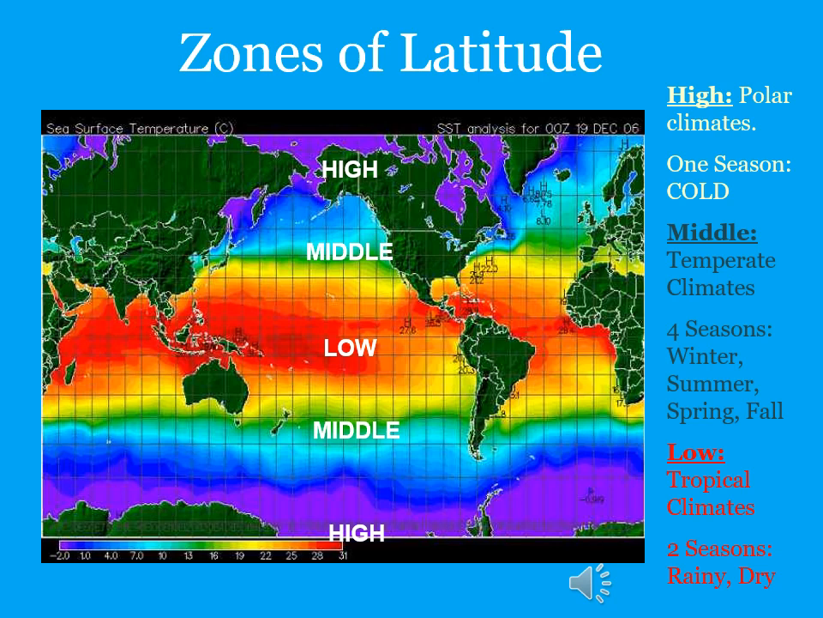The low latitudes are at the equator, within the tropics, and this is where it's very hot, very rainy, or very dry, and you only have two seasons: the rainy season or the dry season. Then in the middle latitudes, we have our temperate climates, and this is where you get the true seasons: a true fall, a true summer, a true spring, and a true winter. And at the high latitudes, we have the polar climates, and there's only really one season. It's just cold, with a very, very short summer, if at all.